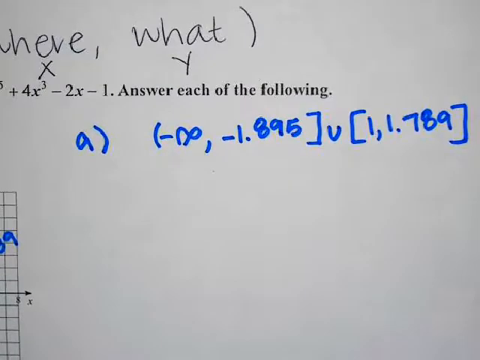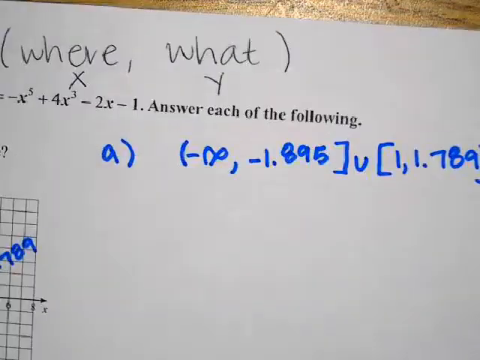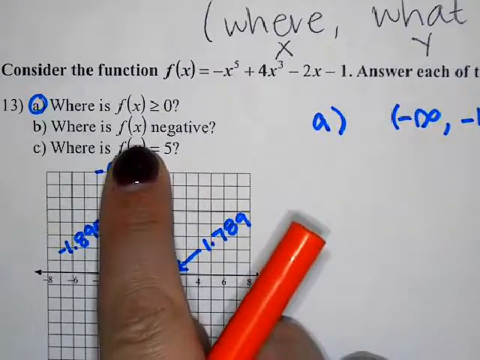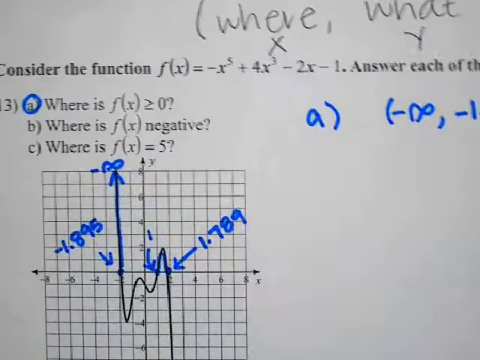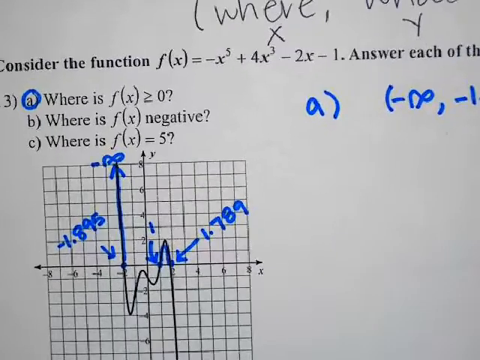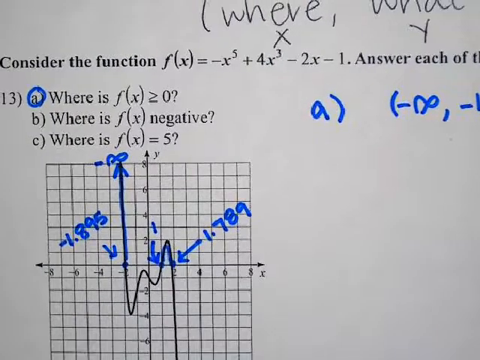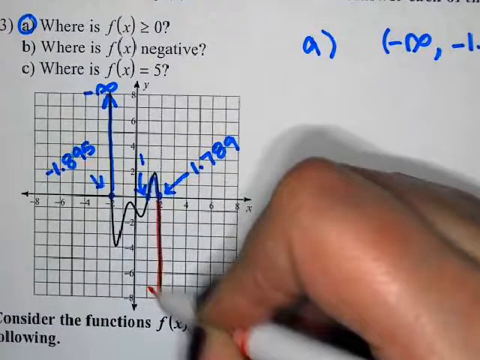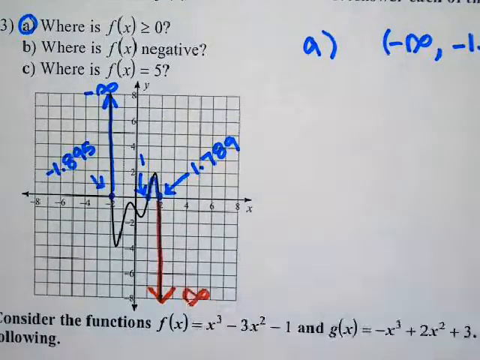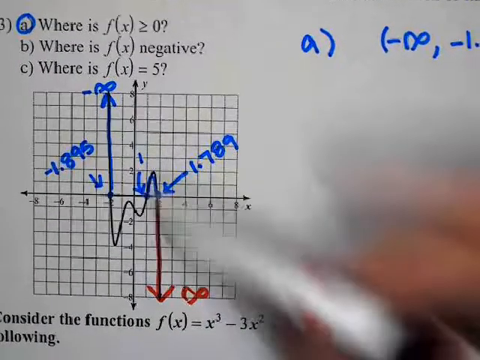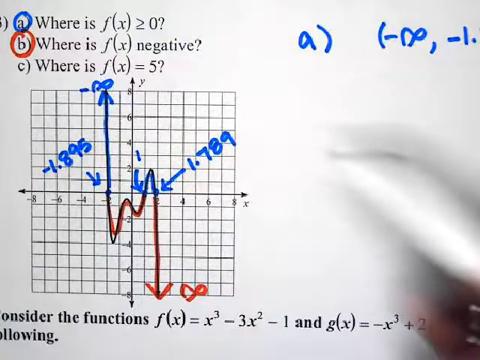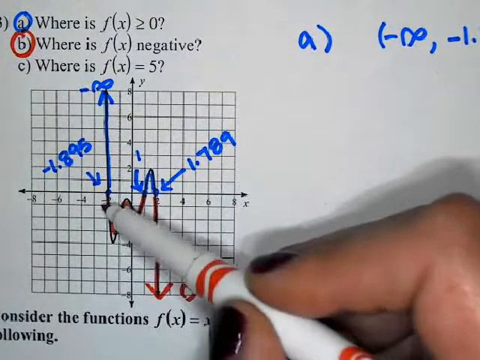Okay? Where is f of x negative? So where is y negative? Because that's really what it's asking. Where is y negative? So one of them is 1.79 to infinity. Okay, so it's this part beneath the x-axis. And this is infinity. Okay, and then this is the other part. Okay, so the red is my second answer. So the negative part is just the rest of the graph that is underneath the x-axis.